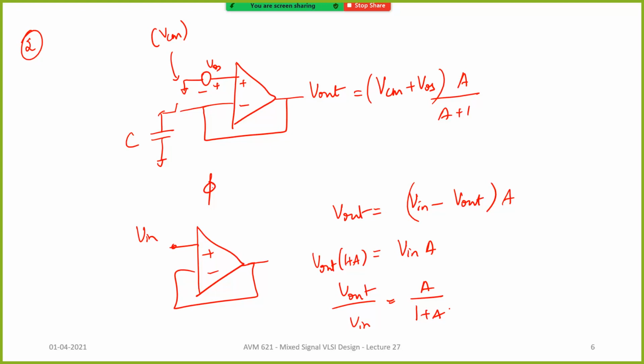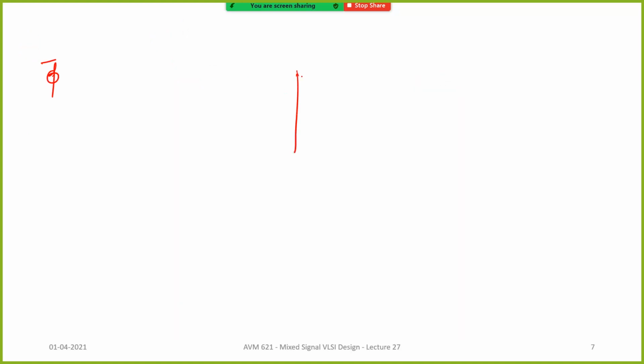So output voltage can be given as VCM plus VOS times A by A plus 1. So Vout can be written as VCM. All right. Now let's say in the phi bar phase, what you would do is you'll basically take this VOS, and now you have this capacitor, right? And then you use it. So let's say the input is already coming with a certain common mode voltage, it will be directly getting subtracted. Okay. Now this is a very rudimentary kind of thing.